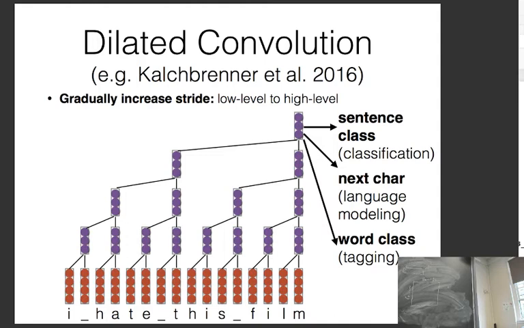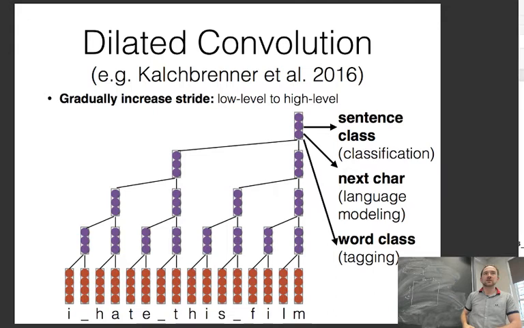One example of something you can do with these is extracting sentence classes, where instead of using bigrams, we use 16-grams to classify the sentence. Another thing you can do is predict the next character in a language model. There's a nice paper that does this, that calculates the next character.